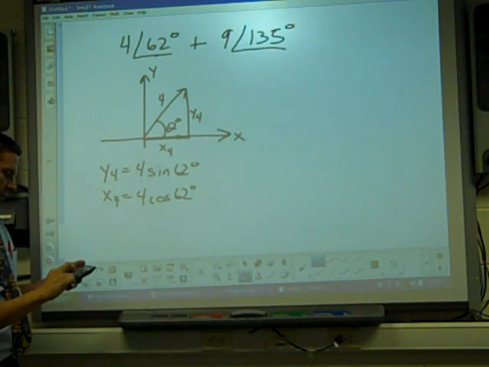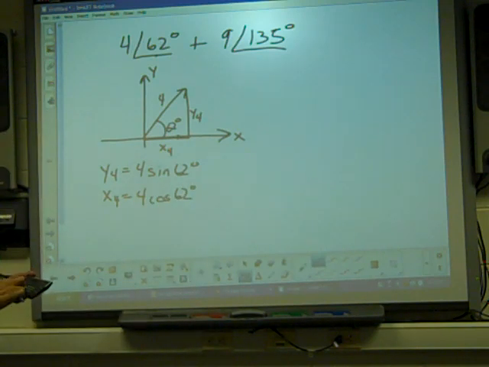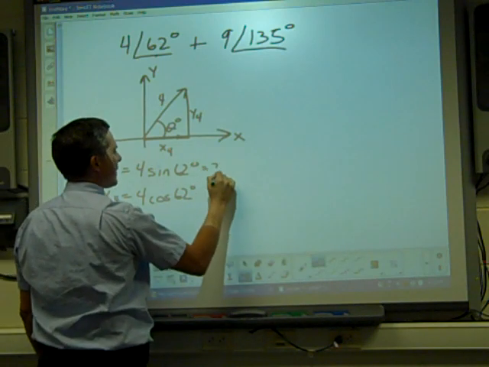And again, I can use my calculator, and I'm going to round to one decimal. This is 3.5 units.